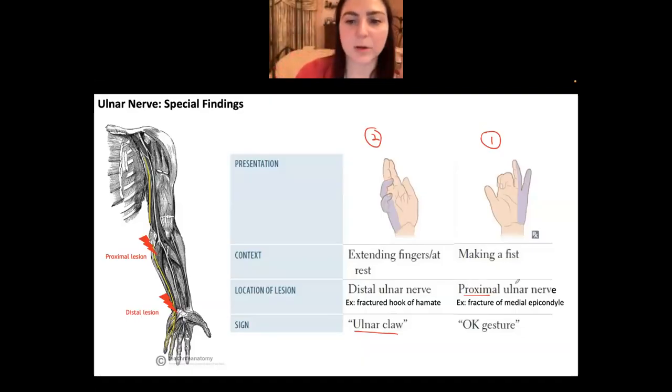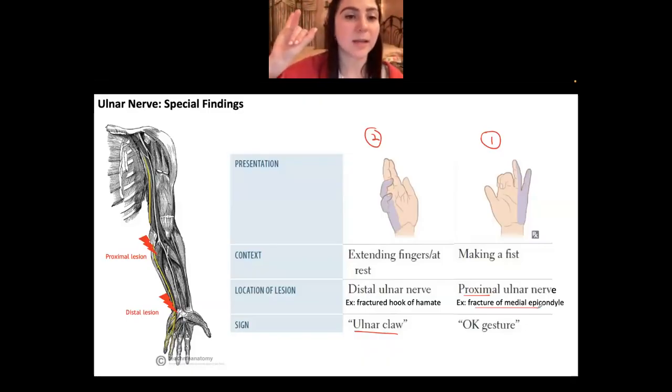So again, here's an example of what a proximal ulnar nerve lesion would be: a fracture of the medial epicondyle. So you say, hey, can you make a fist? They go like this. You're like, oh, that is an ulnar nerve lesion, because these fingers can't flex and you need the ulnar nerve to do that. Versus, hey, can you make a fist? They do this and it's like, oh, that's the hand of benediction, right? That's the median nerve injury, because you need the median nerve to flex these fingers. So the proximal lesions are when you're telling the patient to do something and they can't do it. So this is what the OK gesture looks like. And then this is what First Aid calls the OK gesture.